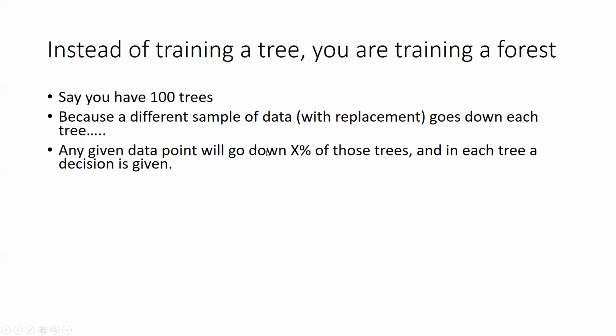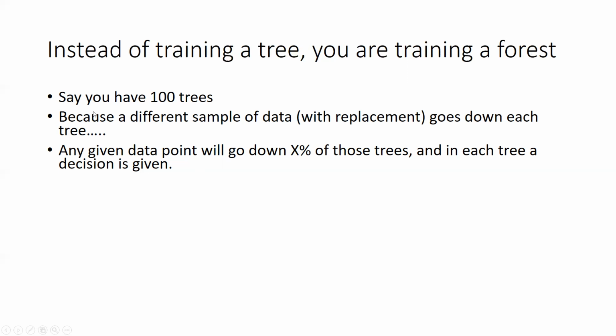So any given data point will go down X% of these trees, and in each tree, a decision is given. So this is a bit of a strange concept. In logistic regression and in naive Bayes, we had our training data and our test data, and we train on certain data points, and never is any of those data points used in the test set because we're biased in the test set. Remember, we only report accuracy on the test sample because those test samples were not used in the training process.